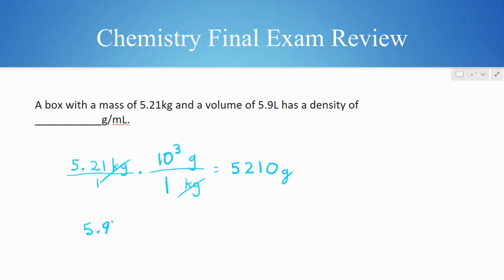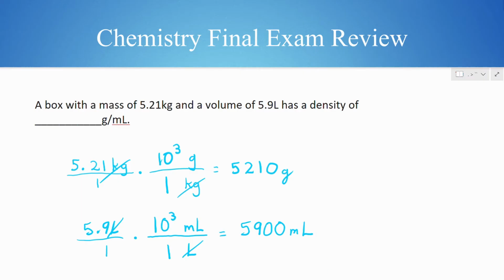The second part of this is to convert liters to milliliters. 5.9 liters over 1 is going to be multiplied by the conversion factor. The liters is going to go on the bottom because we want to cancel it out, and milliliters is going to go on top. So in 1 liter there are 10 to the 3 milliliters. So this is going to be 5,900 milliliters.